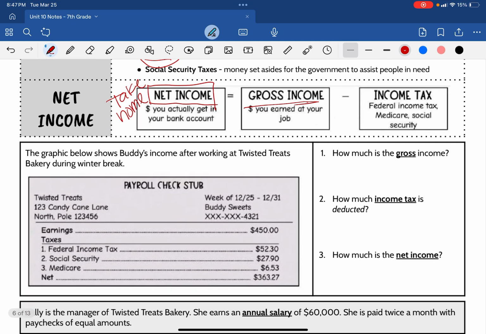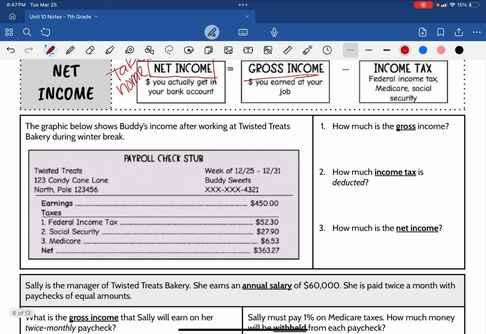So let's look at this pay stub. It says the graphic below shows Buddy's income after working at Twisted Treats Bakery during winter break. So if you see, it shows the name, their address, the week, which is important. You want to know what that week is that you got paid for. There's a Social Security number. So the earnings were $450. This is how much he earned at the job. Then it lists all of his taxes that were taken out.